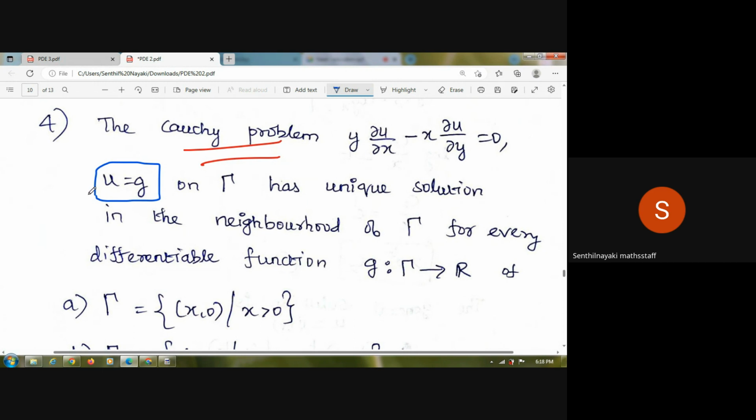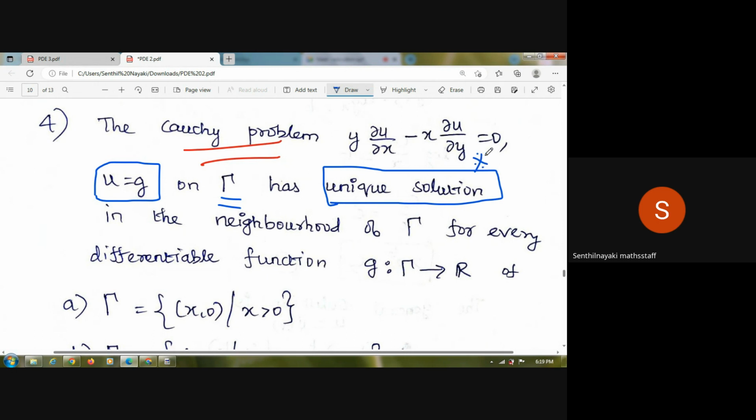For Lagrange's equation this condition is not needed. So this is a Cauchy problem, and that's why they have given the extra condition u equal to g on gamma. This is the curve we have already discussed. It has a unique solution. This point is very important: in the question itself they have given that this Cauchy problem has a unique solution. This word is very important.